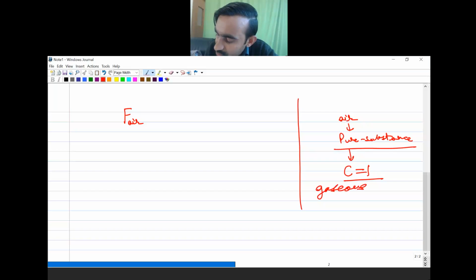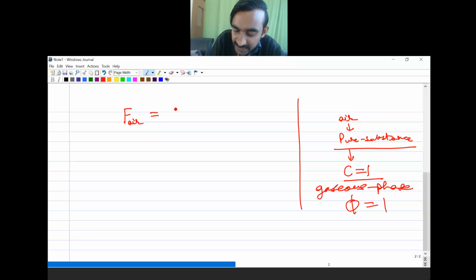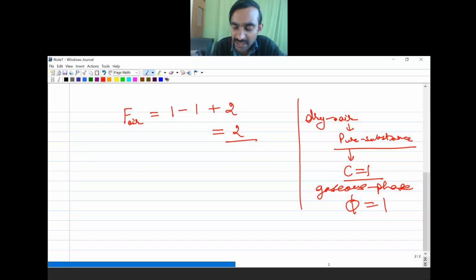Air is only in the gaseous phase, so we call this air as having phase phi equal to 1. So F for air will be 1 minus 1 plus 2. It means two parameters will be required to specify the state of air. However, this is particularly true for dry air.